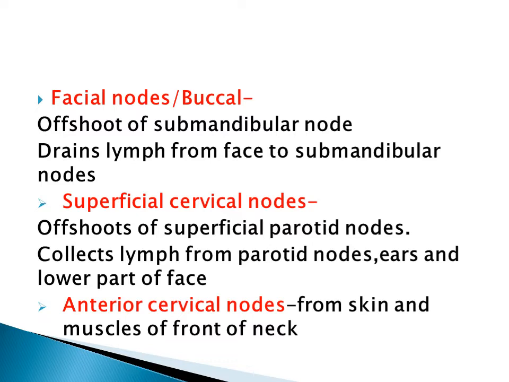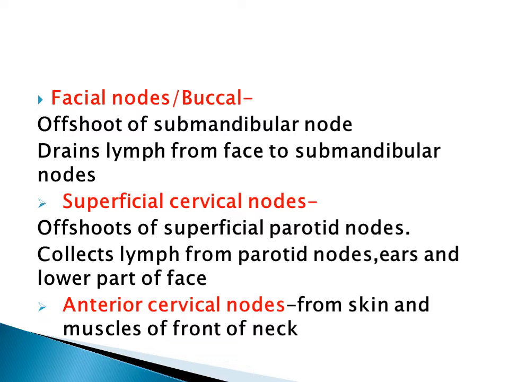The superficial cervical nodes lie superficial to the upper part of sternocleidomastoid, and there they are related to the external jugular vein. So what does this node do? It collects lymph from the parotid nodes, ears, and the adjoining part of the face, that is the lower part of the face, and from there its efferents drain into the lower deep cervical nodes. So superficial cervical nodes will collect lymph from the parotid nodes, and then it drains into the lower deep cervical nodes.